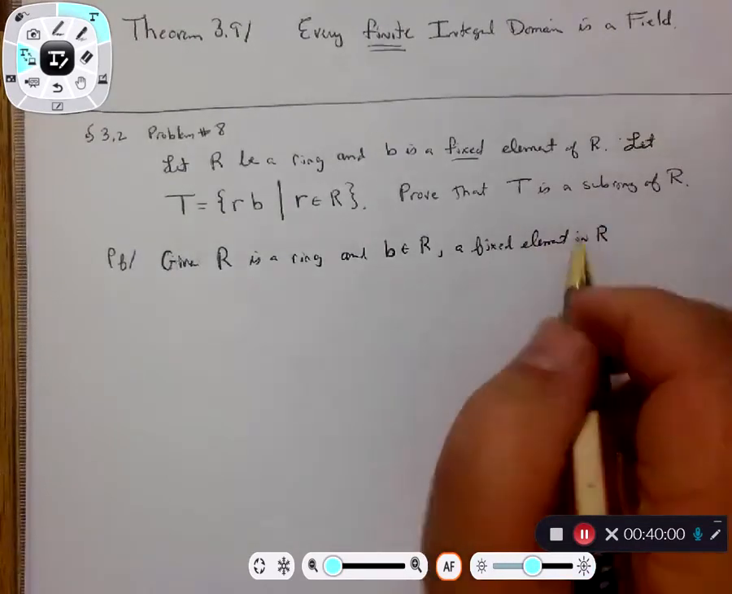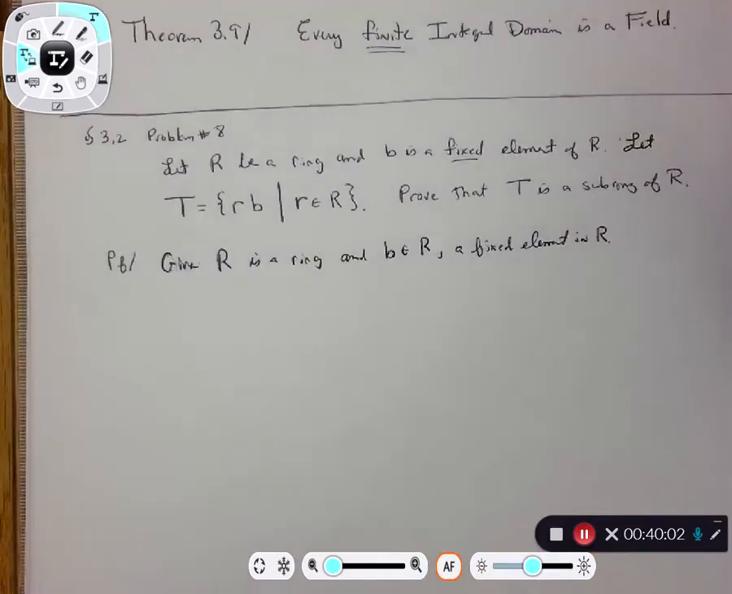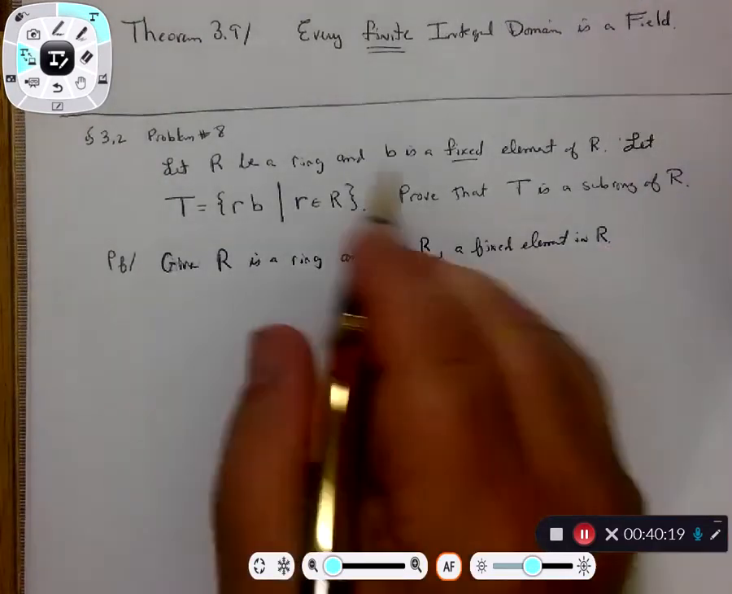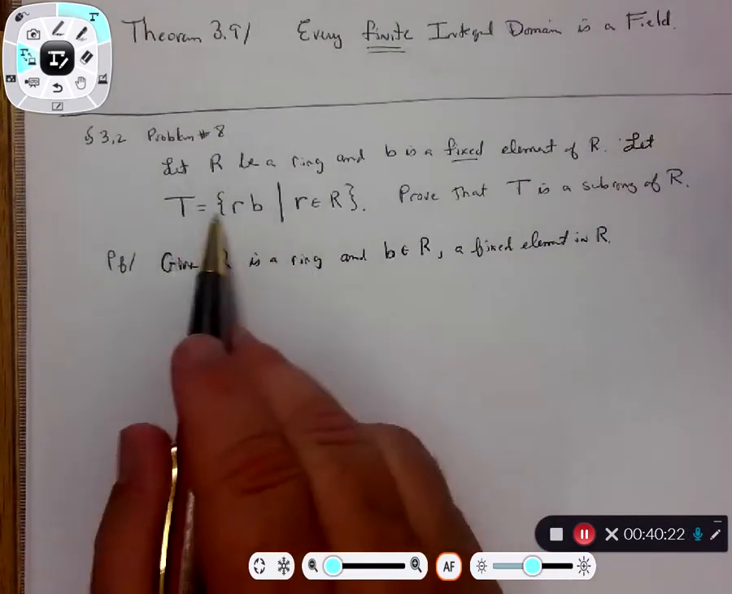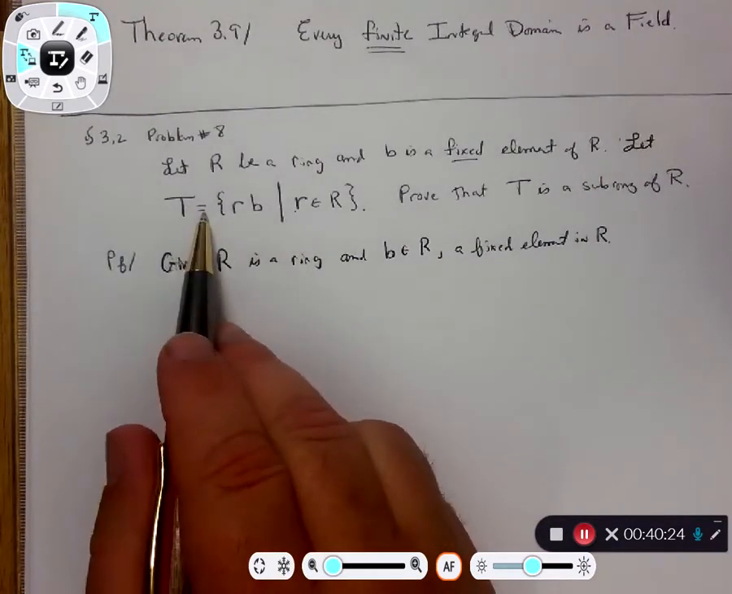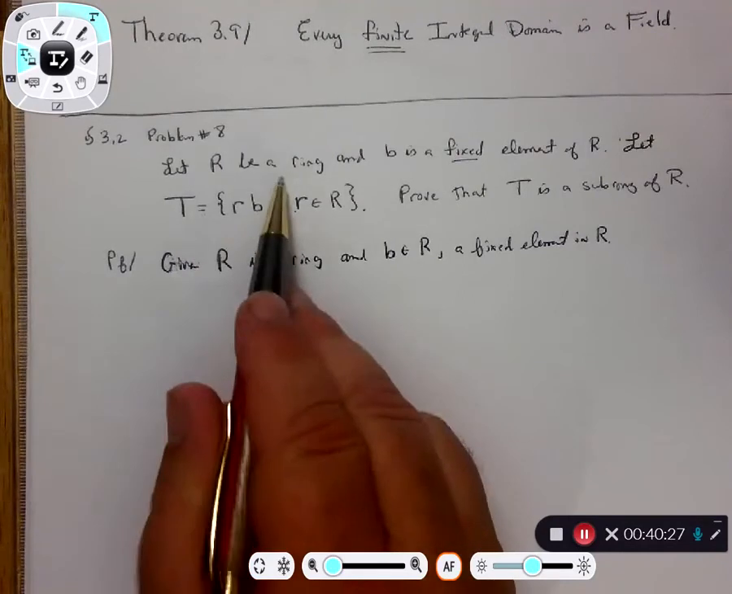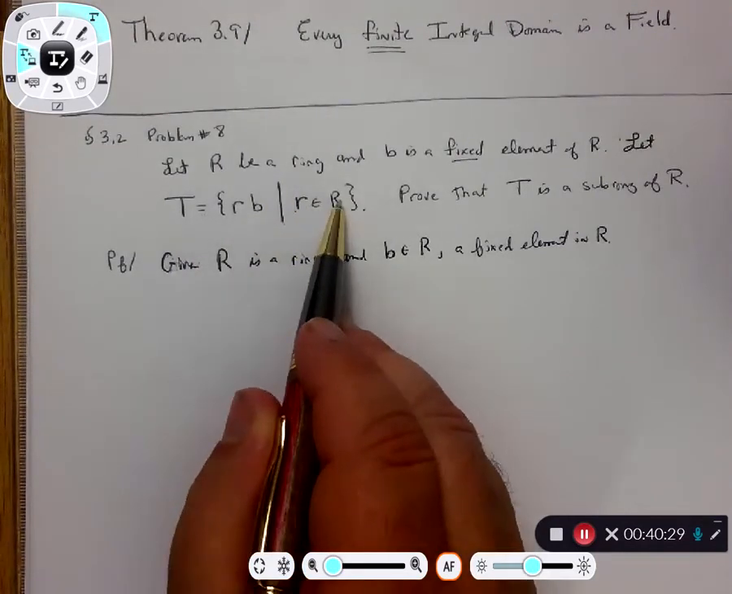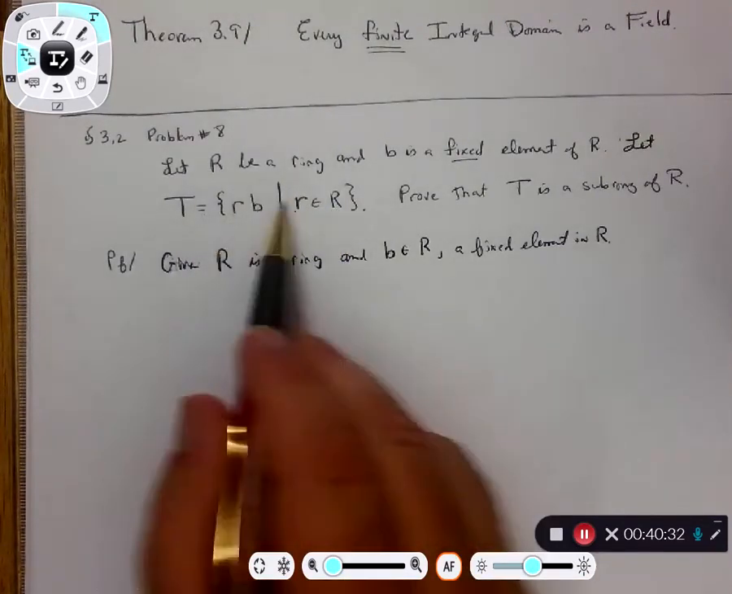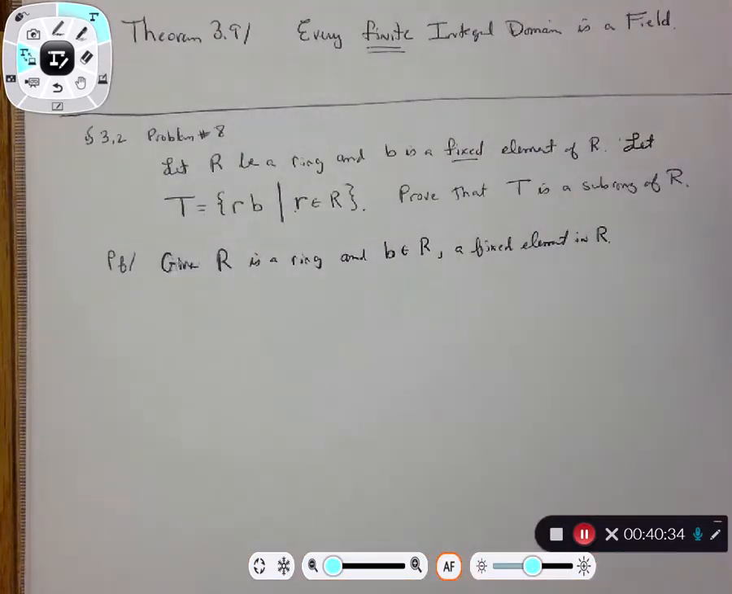Now what it means by that fixed thing, if that concerns you, R has a lot of elements. B is real special, like in Z207, 45 is real special. That's my element I'm focused on. 45 is that single element inside of R that I'm focused on. That's my fixed element. Okay? So that's just pretty much the givens. I want to show that this set T equal to {R times B such that R is an element of ring R} is this structure.